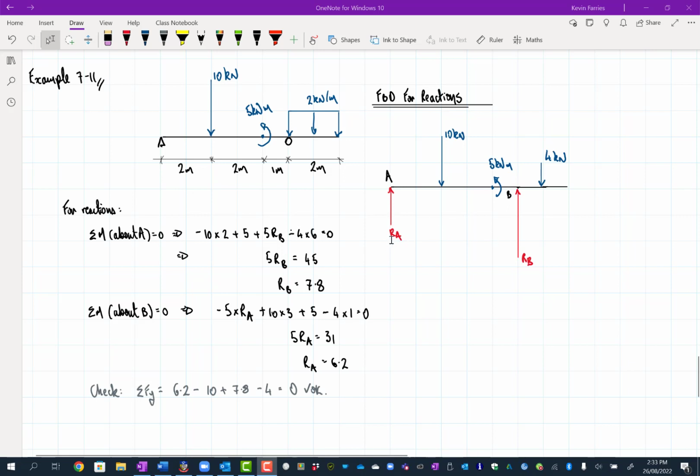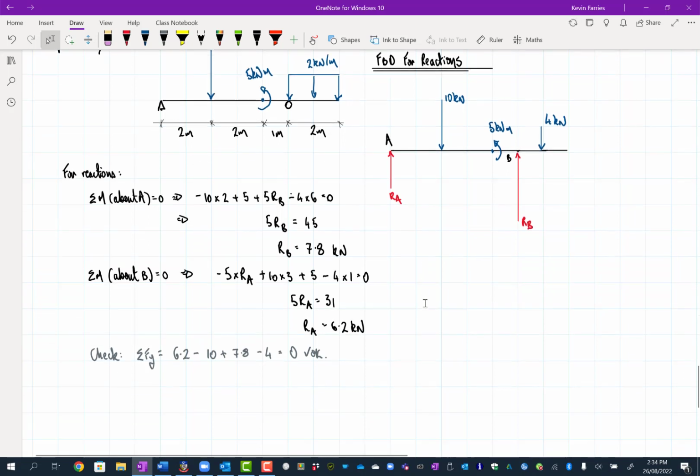Oh, just one thing. I wasn't sure whether this would be positive or negative, to be honest. This RA, I drew it positive and it came out positive, so I know I had it in the right direction. But if it had come out negative, I'd have had to draw it in the other direction and then work through the calcs again. And just noticing, I should have some units on those. Okay, so now I'll draw the free body diagram for getting the internal forces, and we'll come back and do the SFD and BMD.